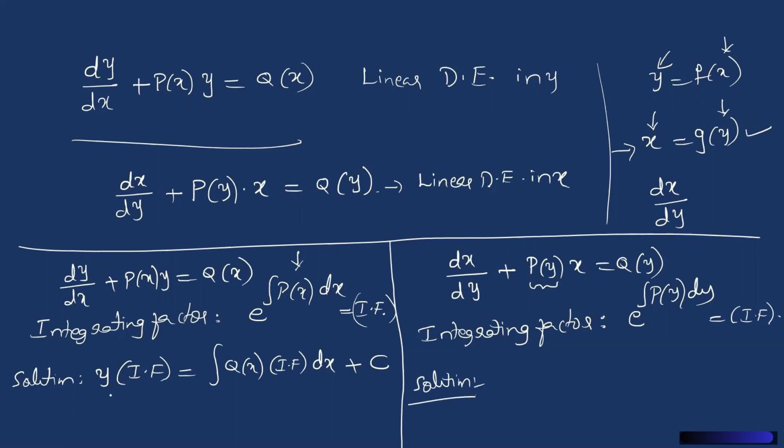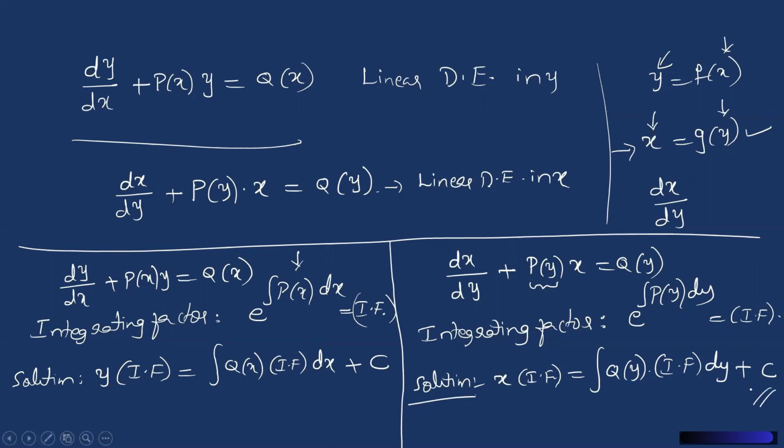Now, here you see in the previous case, we have written the dependent variable first. In a very similar way, in this case, the dependent variable is x. So the solution is x times integrating factor is equal to integration of the right hand side function multiplied by the integrating factor, right? And see here now this product is a function of y. So I'm integrating it with respect to y, plus you will just add an integrating constant c.